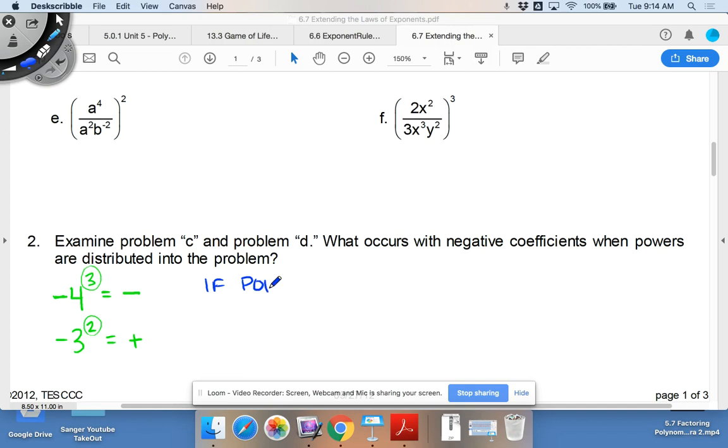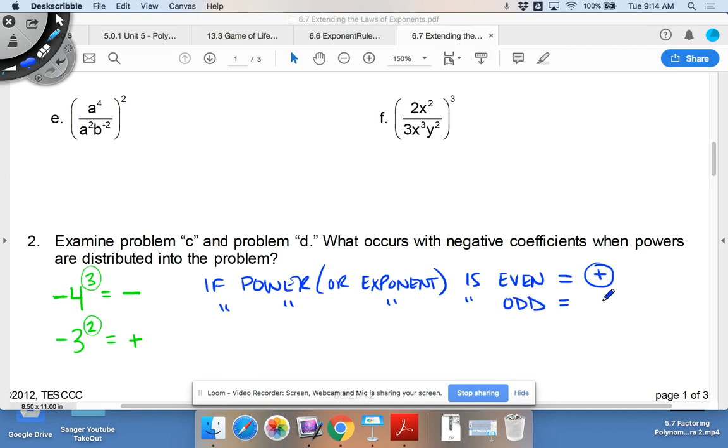If the power or exponent, you could call it either word, is even, then the final answer is going to be positive. If the power or exponent is odd, the final answer would be negative. And that's talking about coefficients, like actual numbers. The reason is because of integer rules.